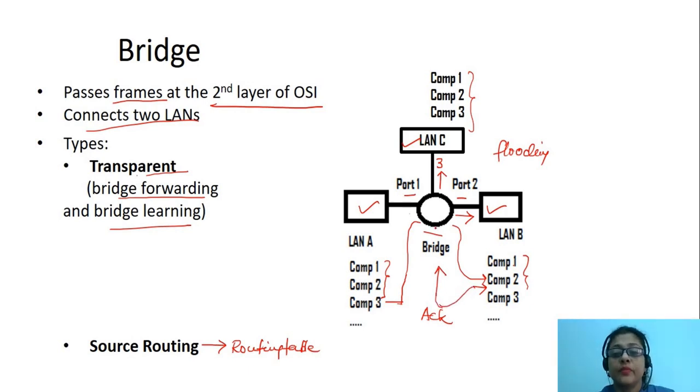Now, when the bridge finds the acknowledgement packet from computer 2 of LAN B, it sees that it is coming from port 2 and it is addressed to computer 3 of LAN A. So again it floods the packet to LAN C and LAN A, but LAN C rejects it and LAN A accepts it and it goes to computer 3. So this is the way of bridge forwarding and bridge learning. Slowly the bridge learns about the different configuration of the computers belonging to different LANs. So this is about the bridge.